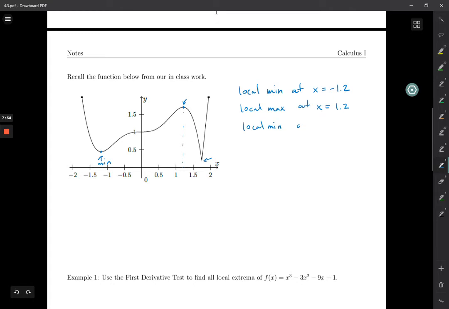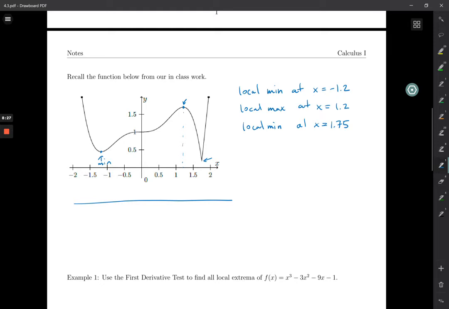And that looks like it's approximately halfway in between 1.5 and 2, so 1.75. Okay, and so what I'm going to do is, beneath this graph, draw a number line, and then mark each of the places where we have a horizontal tangent or the derivative does not exist.